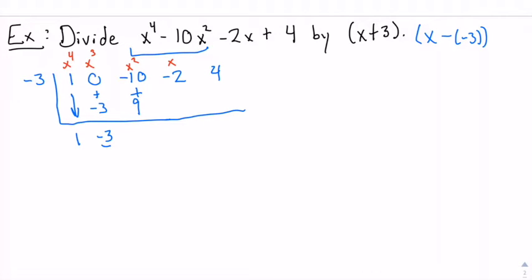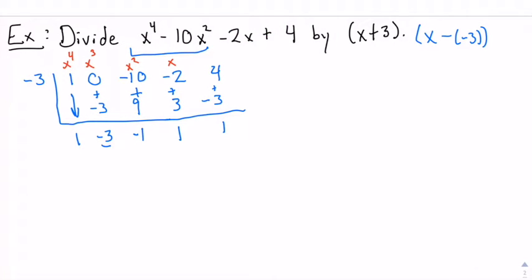Negative 10 plus 9 is negative 1. Negative 1 times negative 3 is positive 3. Negative 2 plus 3 is 1. 1 times negative 3 is negative 3. And 4 plus negative 3 is 1. And we've done the division.